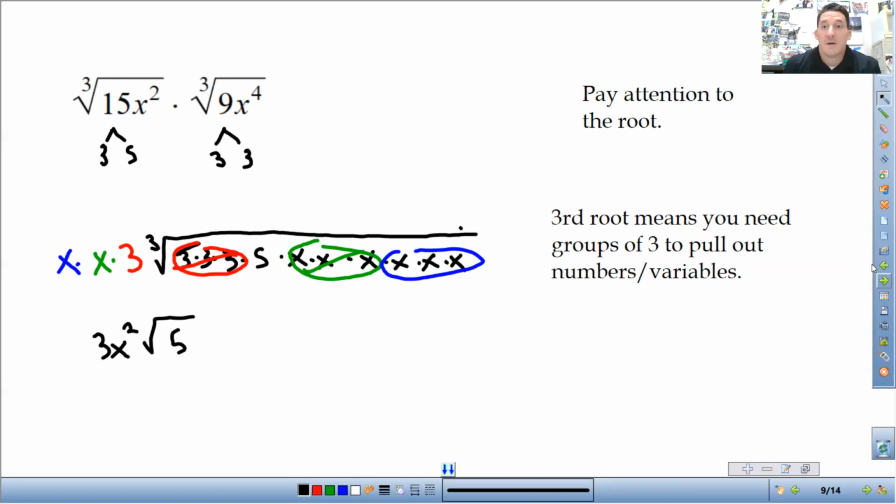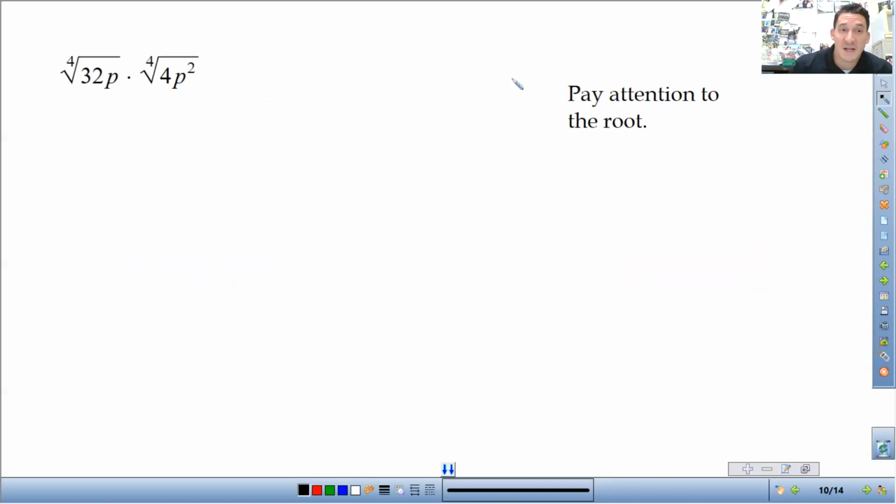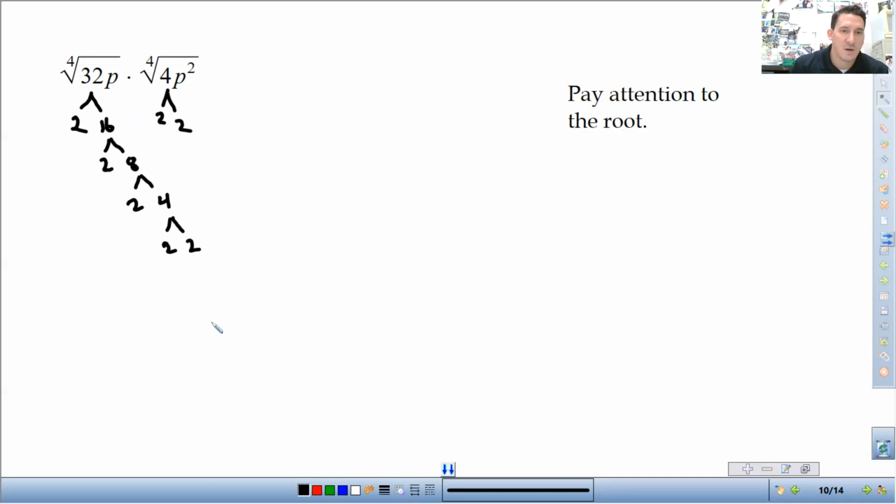All right. Look at a bigger one, pay attention to the root. So it's the 4th root now. I'm going to separate this out. So 32 is 2 times 16. 16 is 2 times 8. 8 is 2 times 4. 4 is 2 times 2. Then I have 2 times 2 here. And put it all underneath one big radical.